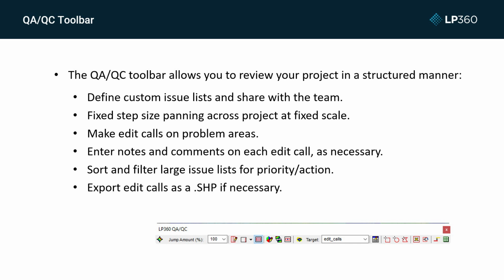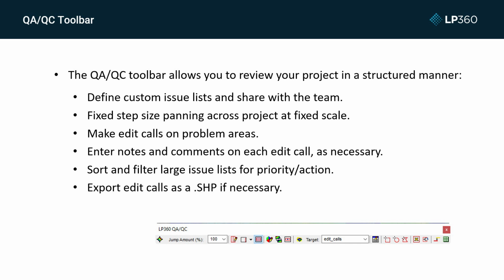So to do this, we have a set of tools that let you define your own custom issues list. Most users typically have their own set of anywhere from a half dozen to a dozen, maybe more specific types of issues that the reviewer is checking for. So we let you define that list and share that across the team so everybody's working from the same definition of issues. Navigate across the project in a managed way with a fixed step size at a fixed scale so that you're consistently looking at the data in the same way for each reviewer.